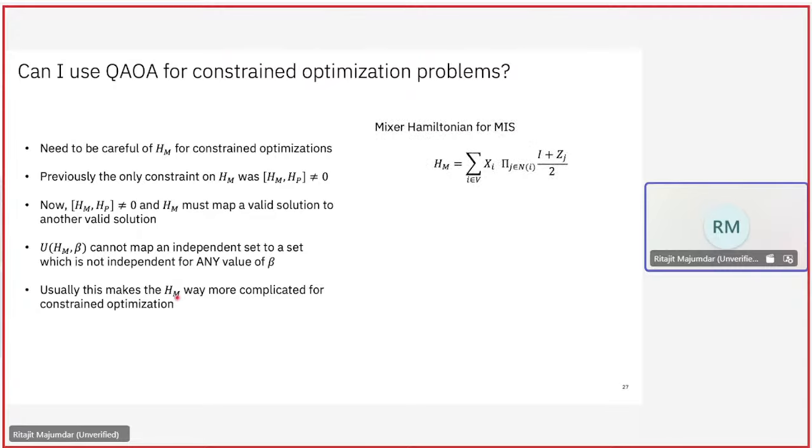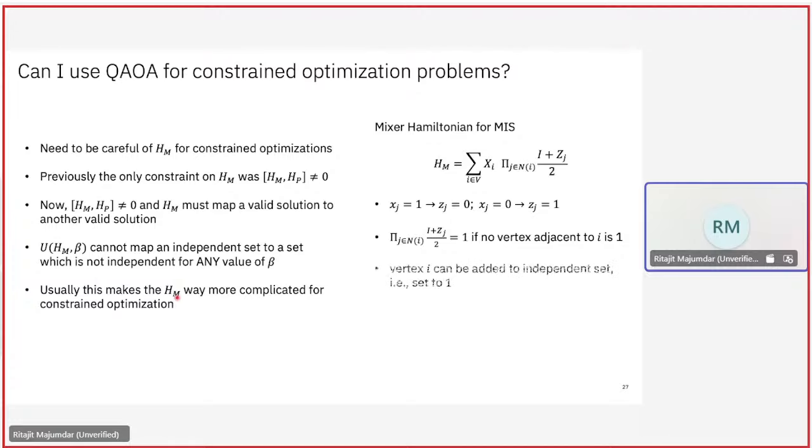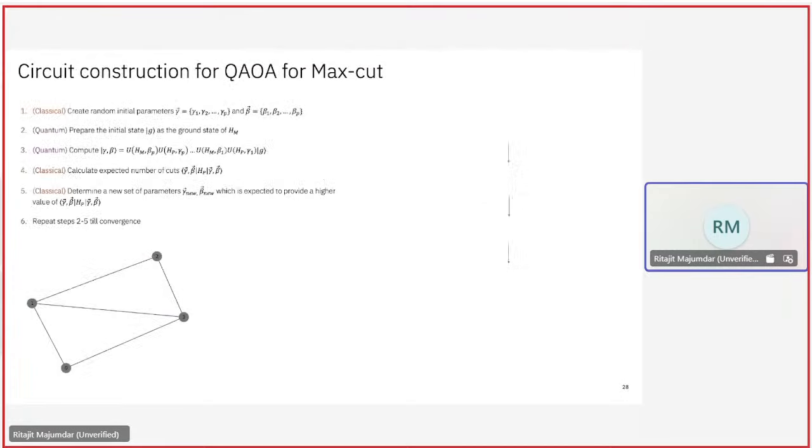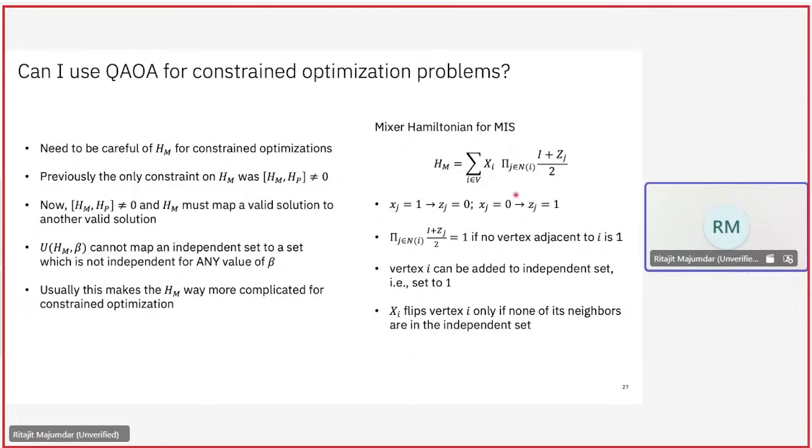And if you look into the mixer Hamiltonian of the maximum independent set, let's not try to go into every intricate detail of this. But what it is doing is that it first checks. So say I want to flip the vertex i. If I want to flip the vertex i, that means apply a Qiskit X gate, change it from 0 to 1, something like that.